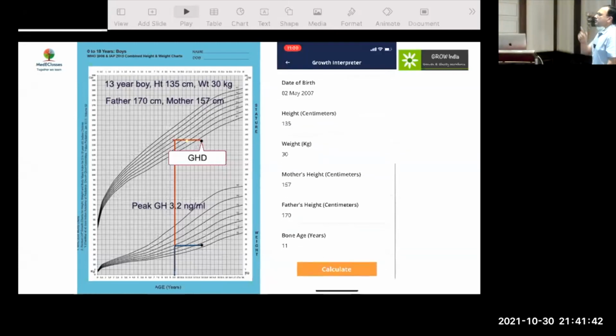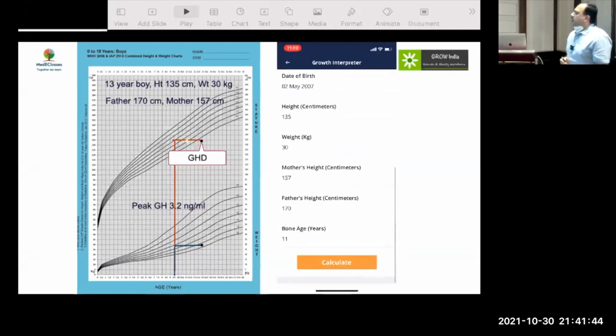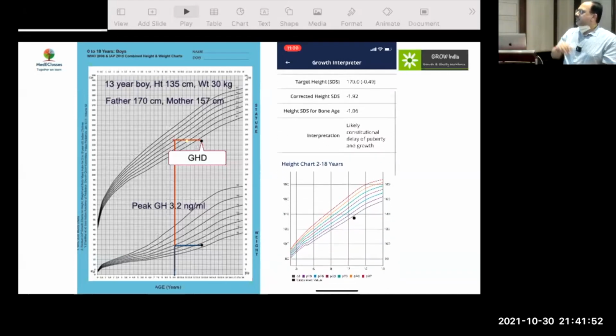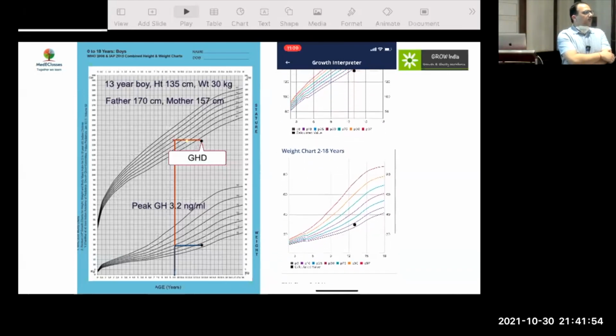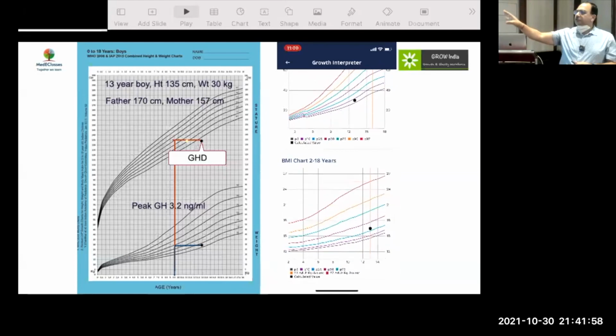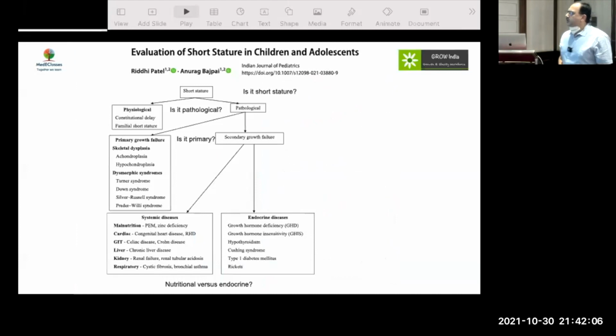Now, if you look at our interpreter, you put the data and you will find that it says height SDS for bone age is -1.06. You don't have to do any calculation. It will give you the data and it says likely constitutional delay of puberty and growth based upon various outputs which are available. So you don't need to do any evaluation. If you don't plot this much, you just put the data, 5 seconds, you will get the result like this, that this is likely CDGP. In that setting, no evaluation required.